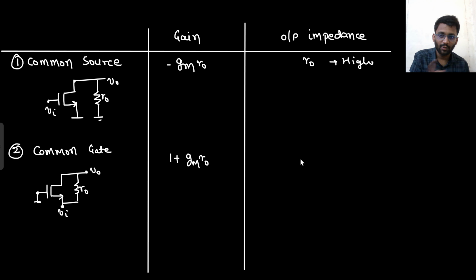And what is the output impedance? Output impedance is R0. That is high, right? Output impedance is also high. What about common drain?